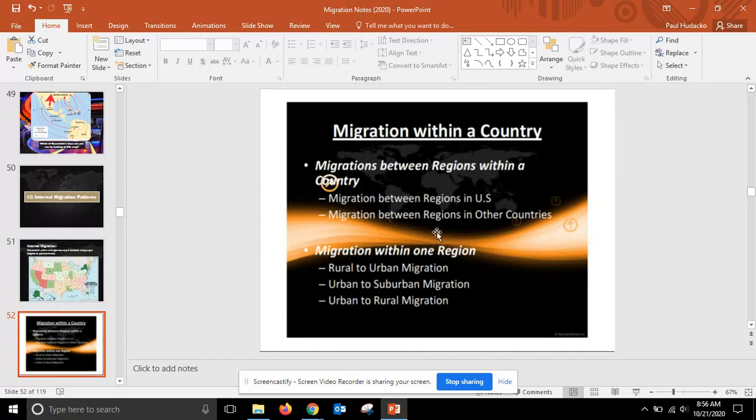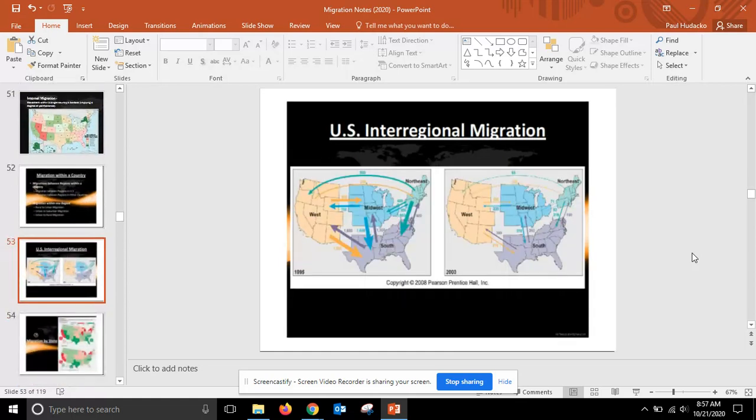So if we think about these, we're going to talk about several different kinds of migration. All right, we're going to talk about urbanization, suburbanization, and then counter-urbanization, and how that changes things in the process of where people will live.